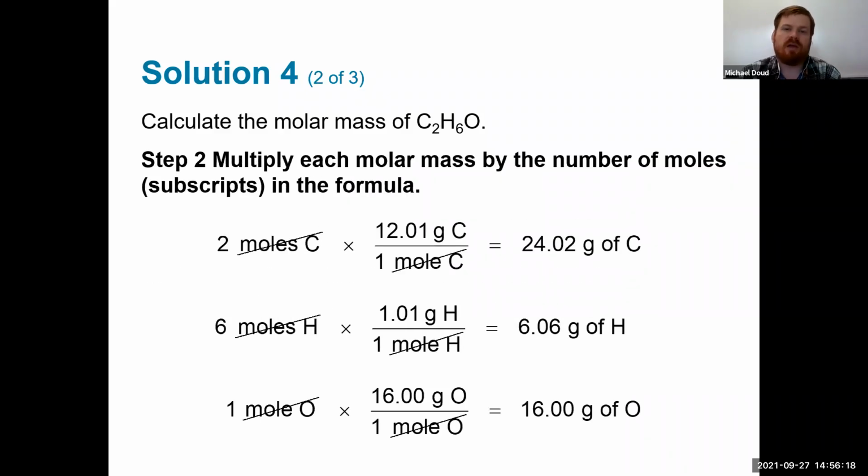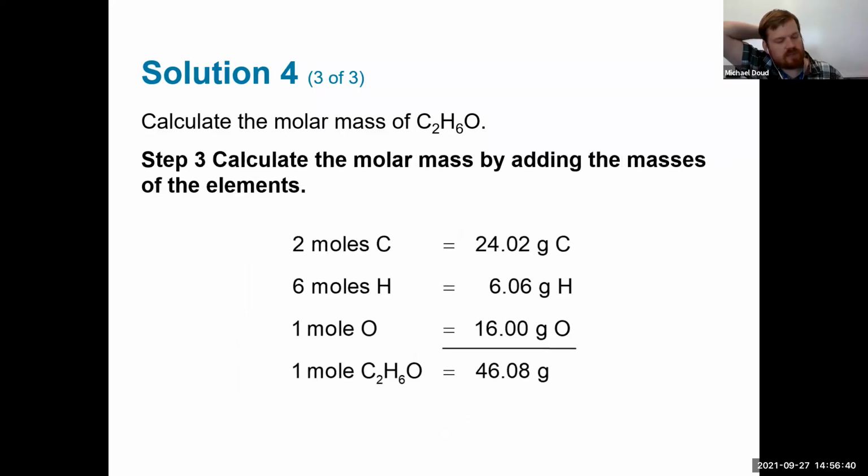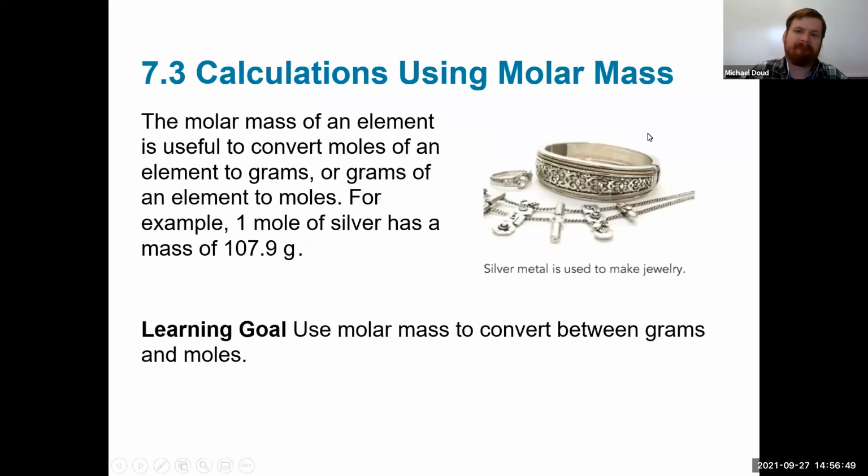Our chemical formula contains 2 moles of carbon. So we put in 2 times its molar mass, so 2 times 12.01, plus 6 times hydrogen, so 6 times 1.01, plus 1 times 16 for the oxygen. And we end up with 46.08 grams. So it's just that easy. As long as you have a periodic table, it's pretty quick to calculate these.